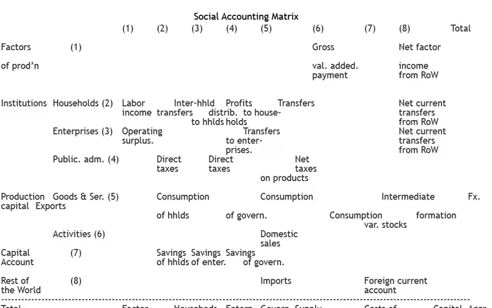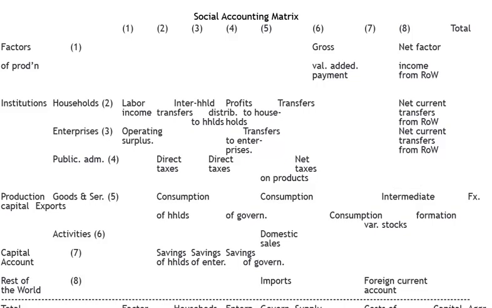So the first cell is consumption of households, so demands for goods and services by households. Then consumption of government. Then intermediate consumption, that is to say enterprises that buy goods from other enterprises in order to incorporate these goods within the production process. And then you've got the fixed capital formation, that is to say when enterprises buy capital goods. And then you've got demand from the rest of the world, that is to say exports.